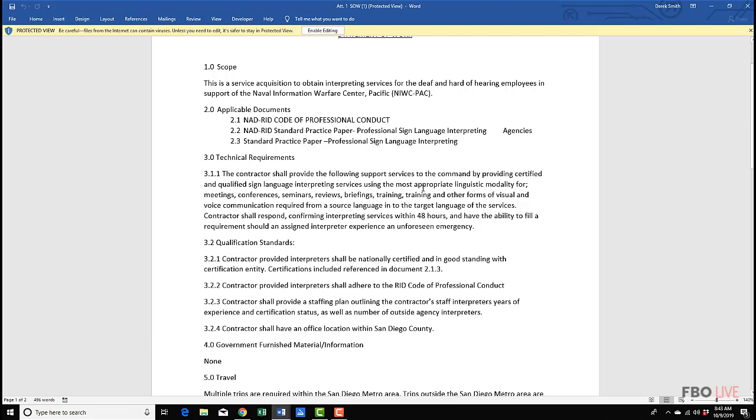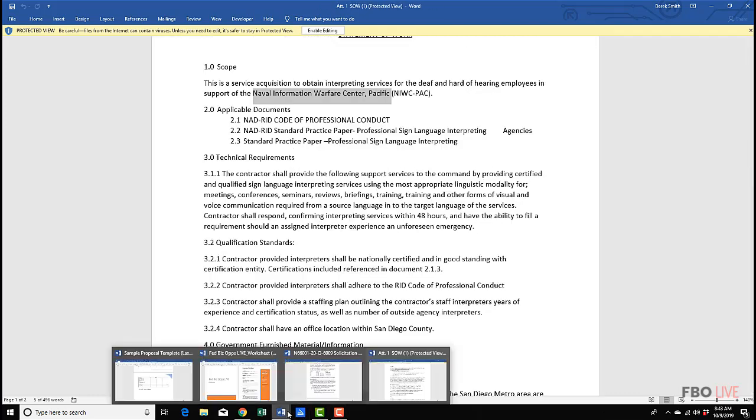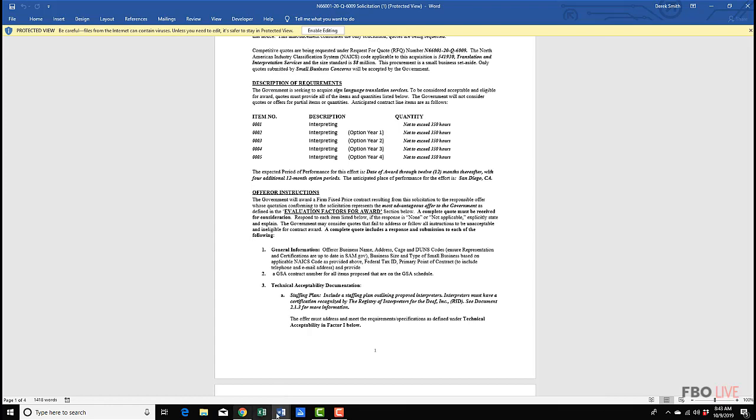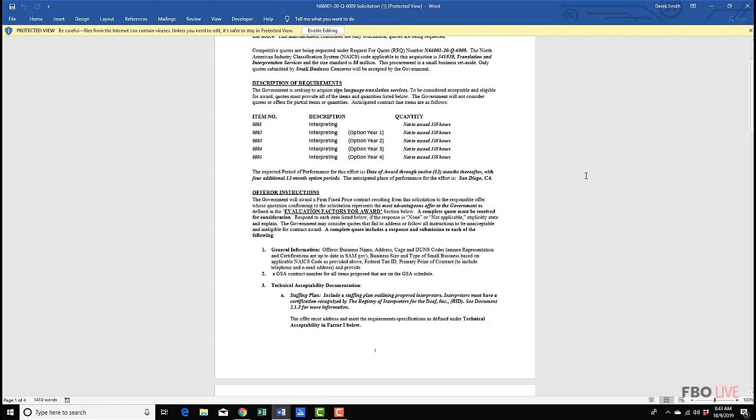This is a service acquisition to obtain interpreting services for the deaf and hard of hearing employees at the Naval Information Warfare Center Pacific. So that's a more specific, not Pacific, but specific Pacific. That's a more specific place of performance. So I'm actually going to update that. So it's not only San Diego County, but now, because you want to know, right? If you're in the interpreting business, you want to know, of course.